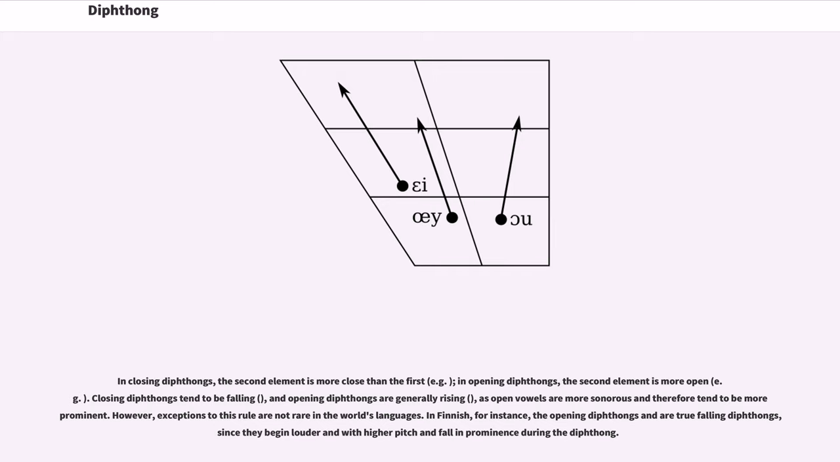In opening diphthongs, the second element is more open. Closing diphthongs tend to be falling, as open vowels are more sonorous and therefore tend to be more prominent. However, exceptions to this rule are not rare in the world's languages. In Finnish, for instance, the opening diphthongs are true falling diphthongs, since they begin louder and with higher pitch and fall in prominence during the diphthong.